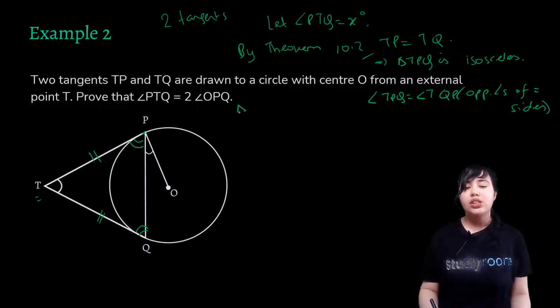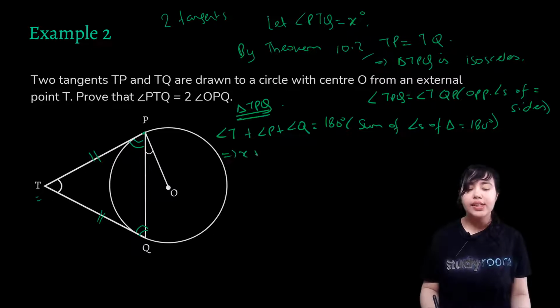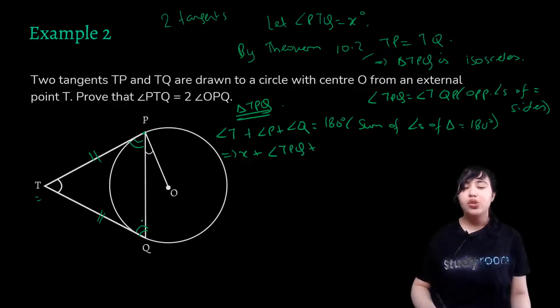So if we consider triangle TPQ, we can say angle T plus angle P plus angle Q is equal to 180 degree. Why? Because sum of angles of triangle is equal to 180 degree. So this angle T we took as x. So x plus angle TPQ plus angle Q. Instead of writing TQP, we know that TQP is equal to TPQ. So I can simply replace angle TQP by angle TPQ. This is equal to 180 degree.